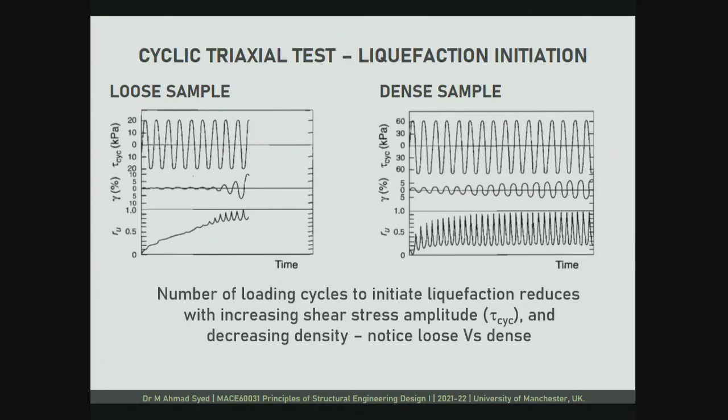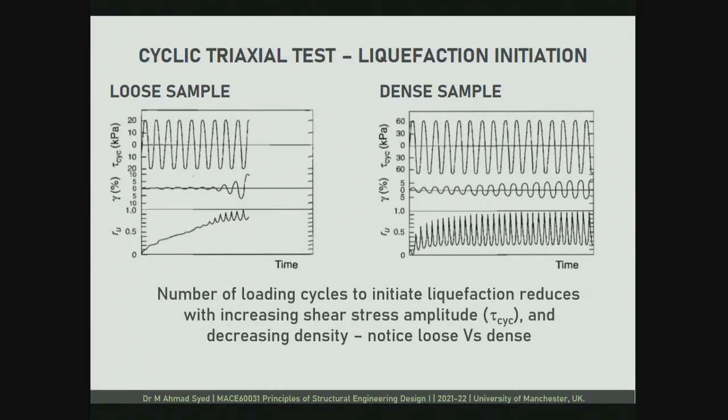The other thing that you notice over here is the amplitude of tau cyclic. Here I have a maximum amplitude of 20 kPa. For a dense sample, even though I have tripled this, from 20 to as high as 60 kPa, since it is a dense sample, it is still taking longer to liquefy. So this also tells us some very valuable information about what actually happens on site.